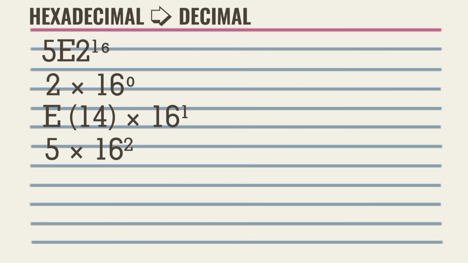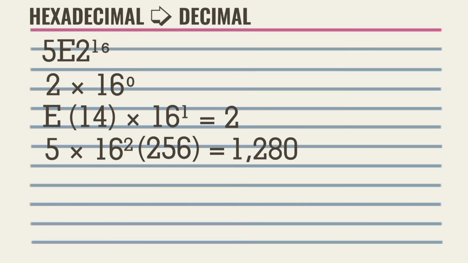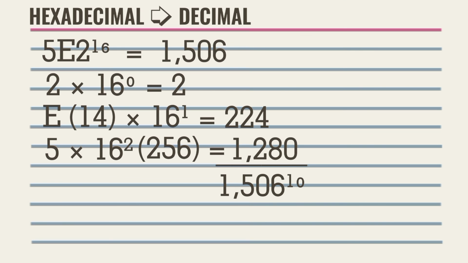So this means 5 times 256 is equals to 1280. 14 times 16 is equals to 224, and 2 times 1 is equals to 2. Add all the results together and we're getting 1506 base 10 as our decimal form for 5E2 base 16.